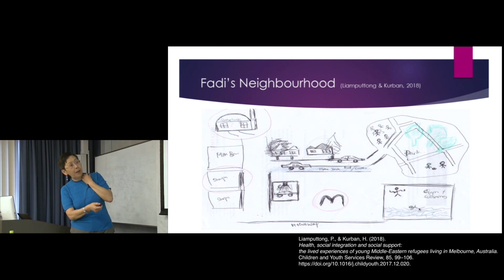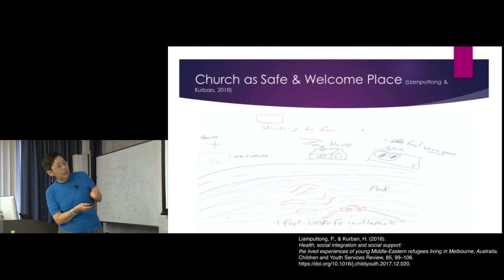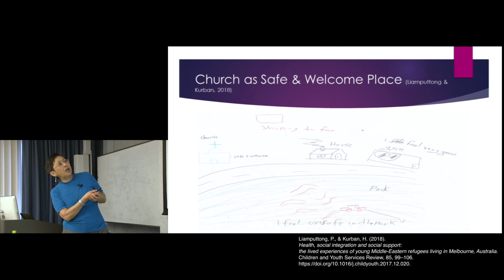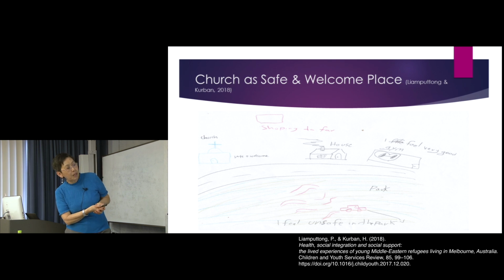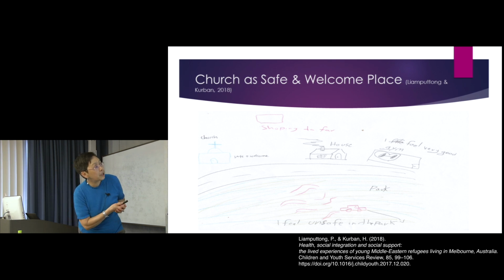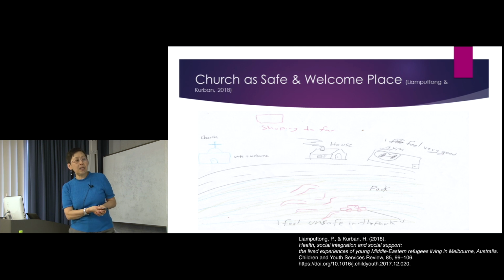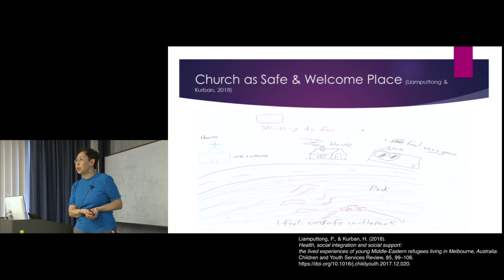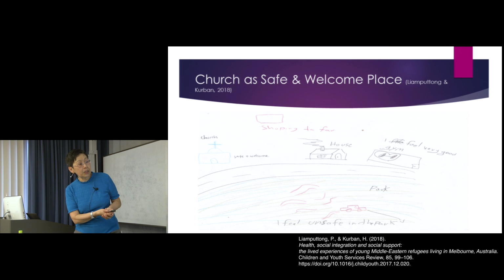Okay, so that's one example, and that one is another one, by another student. So here, this young person talks about church as a safe and welcome place. You can see that again, very, very simple thing. Church here: safe and welcome. And here the person says, I feel unsafe in the park. So here it is about the park, but he or she feels very unsafe when in the park. I think it's a boy anyway. When he was in the park, he feels very unsafe. So he said that.